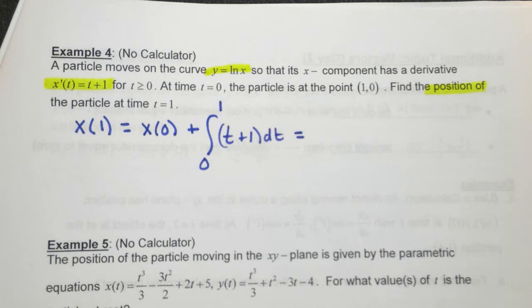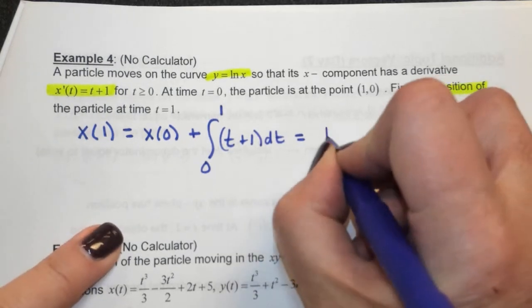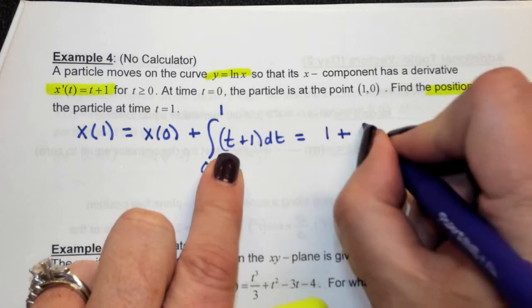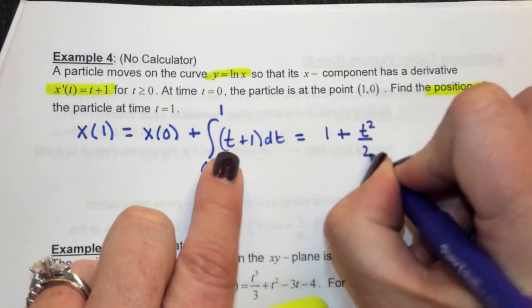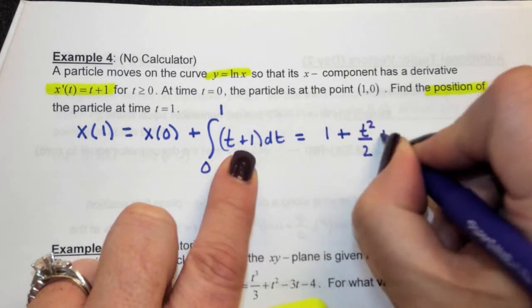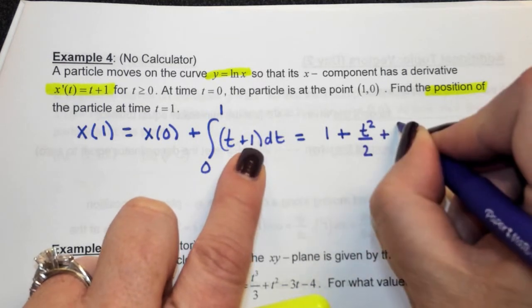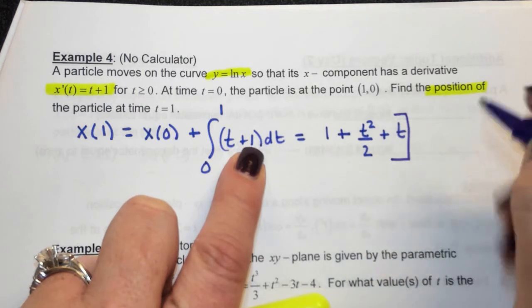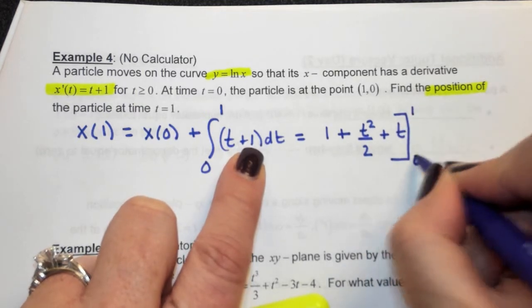Well, what is the position of the particle? What is the horizontal position of the particle at time t equal to 0? What is the x-coordinate of this point? The x value of this coordinate is what? 1. So my x of 0 is 1. Plus, when I integrate t, that's going to be t squared over 2. Plus, my integral of 1 is going to be t. And again, I need to evaluate t squared over 2 plus t from my bound 0 to 1.